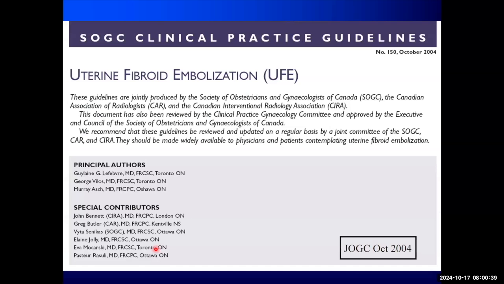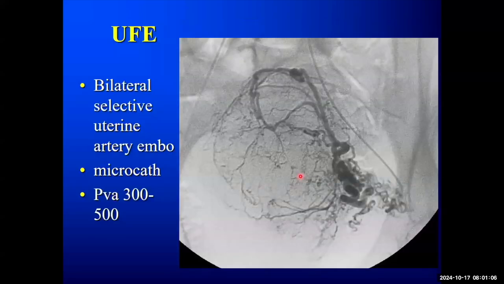Here's an article from 10 years ago now that I was involved with in Toronto, one of the first large center collaborative studies we did with the gynecology department. Essentially they agreed, and this has become pretty much the standard of practice, that uterine fibroid embolization is the first line of treatment when appropriate, based on imaging and symptoms, for patients with symptomatic uterine fibroids.